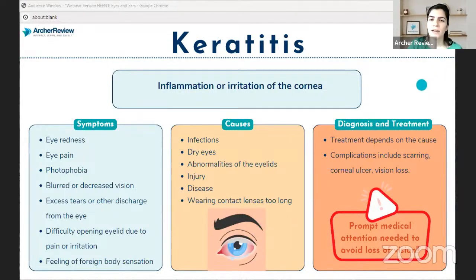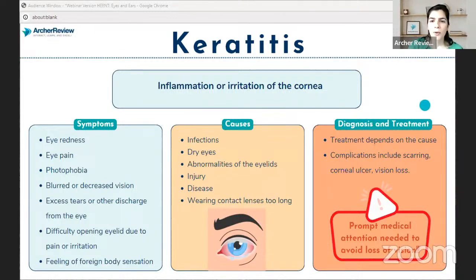It ranges anywhere from bacterial to viral to fungal to parasitic. So I really don't expect you to be able to diagnose all the different types of keratitis. It's really identifying that something's going on and they need prompt medical attention by the right specialist, right? That's going to be your job.